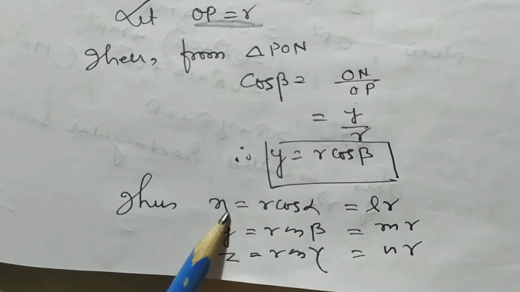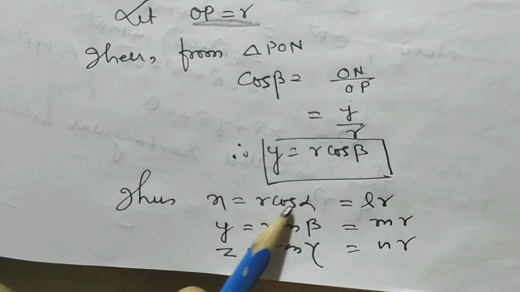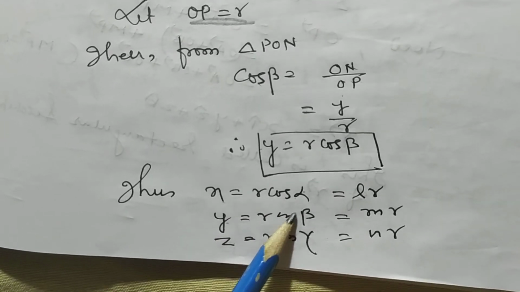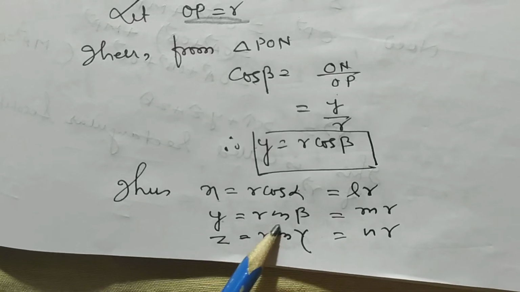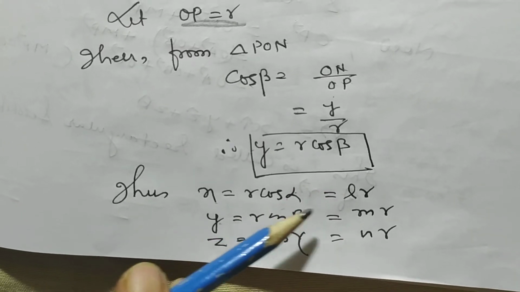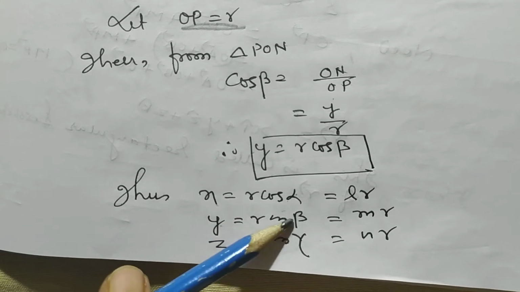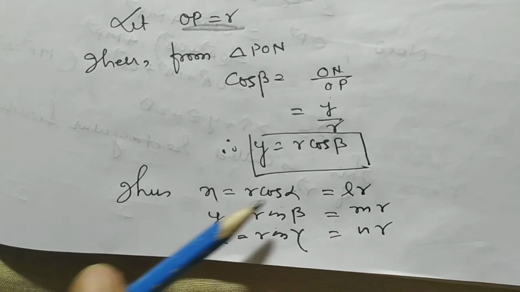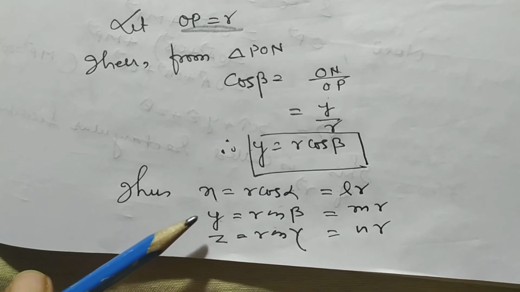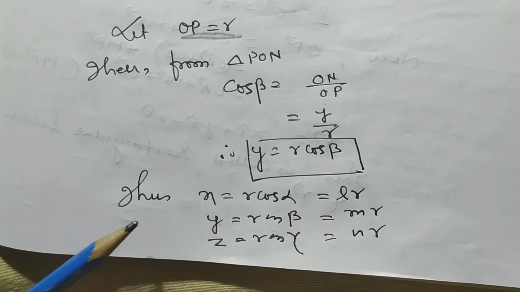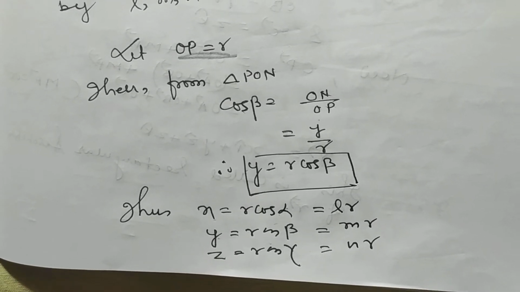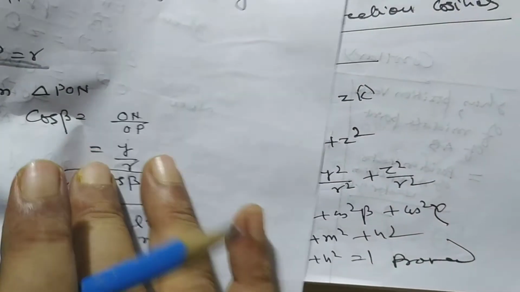Similarly, you can prove x is equal to R cos alpha, y is equal to R cos beta, and z is equal to R cos gamma. If cos alpha is equal to L, cos beta is equal to M, cos gamma is equal to N, then x is equal to L into R, y is equal to M into R, z is equal to N into R. These are known as the direction cosines of a vector.